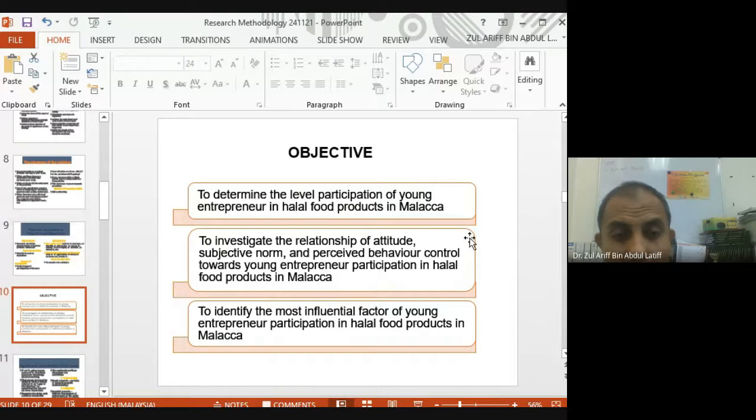And finally, the most influential factor. So among the three factors, which is the most influential in influencing young entrepreneurs in participating in halal products.